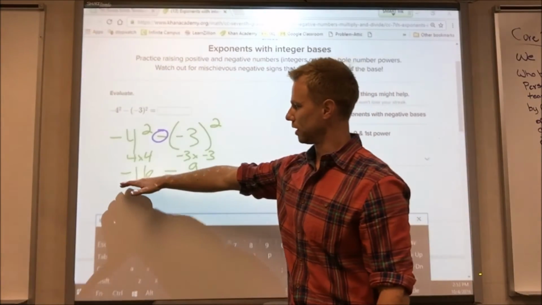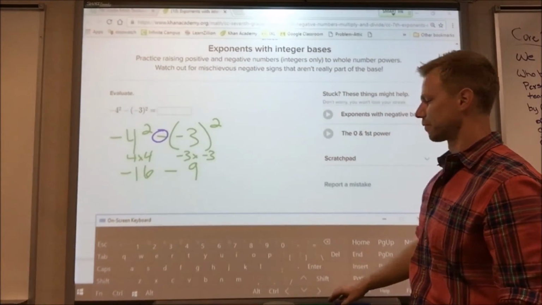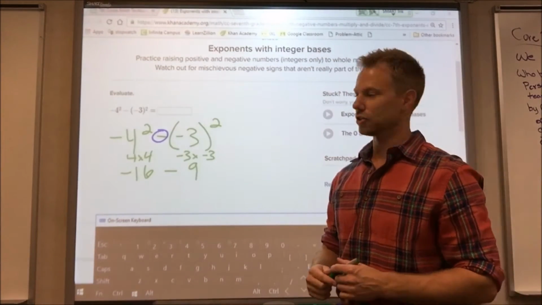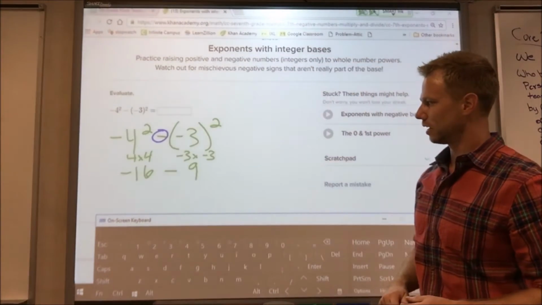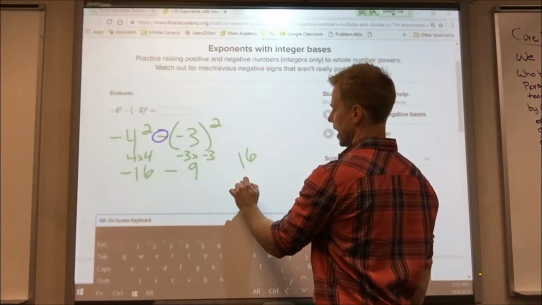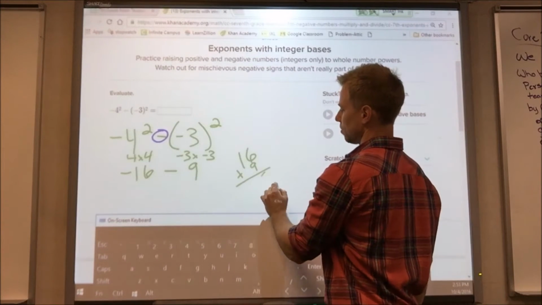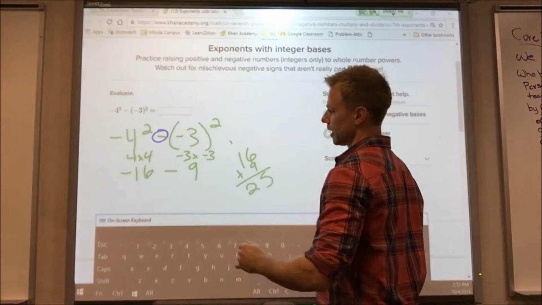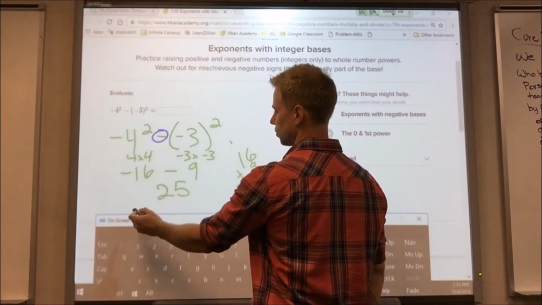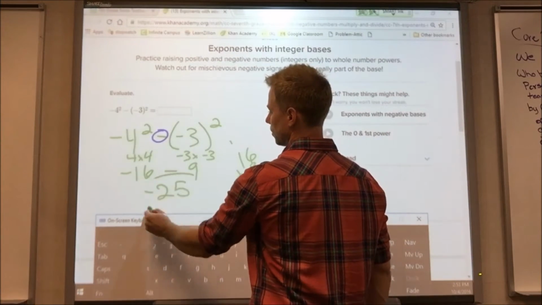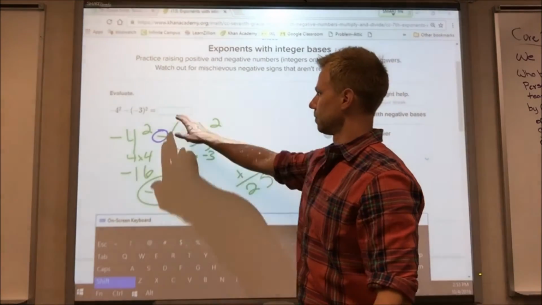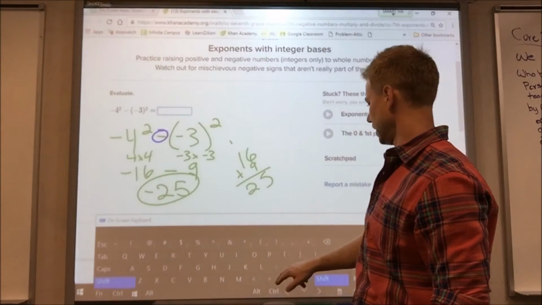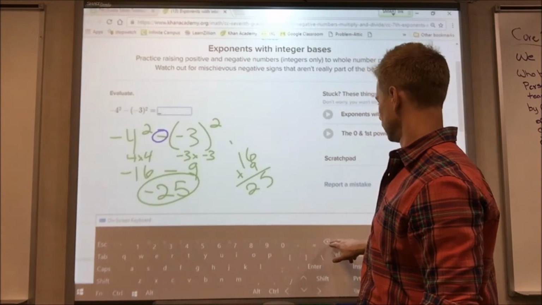Okay, then we end up with -16 minus 9. Using our addition and subtraction rules, we know those are like signs, so we add them together. On the side, I add 16 plus 9 is 25, and I keep the original sign. They're both negative, so the sign of my answer is also negative. I get -25.